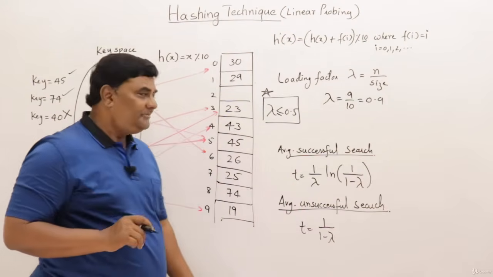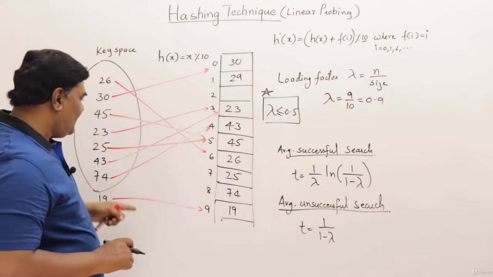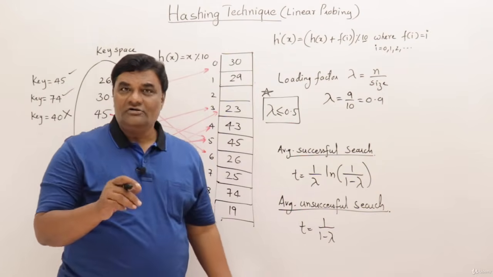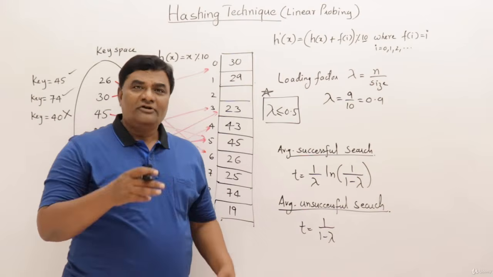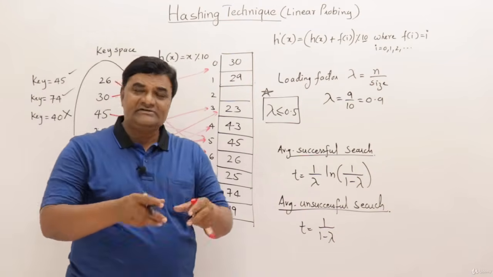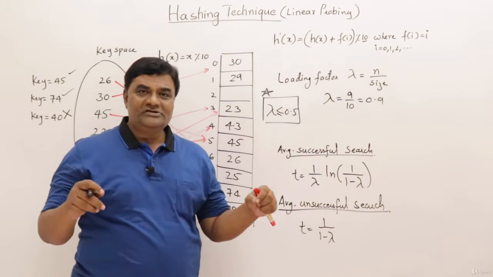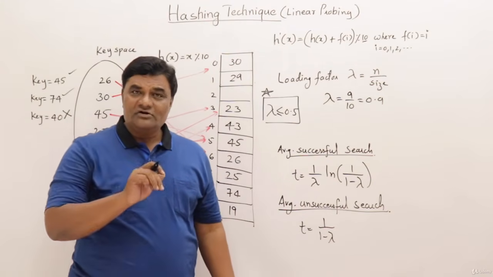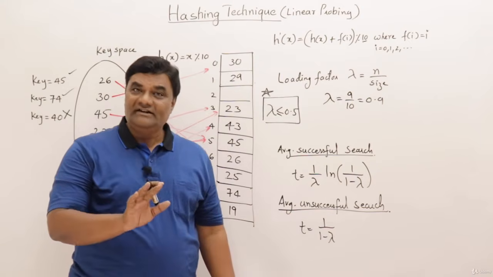You see in my example, I have size 10, but I have inserted 9 keys. That is wrong. For explanation purpose, I have taken small size and I have shown you more keys so I can show you various possibilities. But this is wrong. You should not have more than 5 keys.